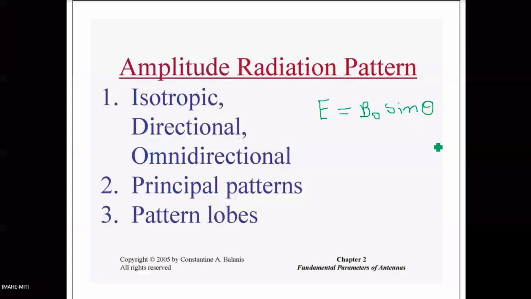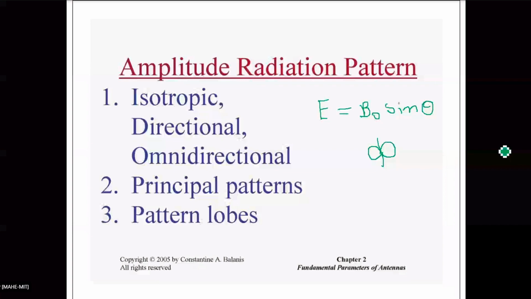If you plot this in the phi is equal to constant plane, what will you get? You will get a pattern like this. E is equal to E naught sin theta. If you plot it in the phi is equal to constant plane, that means you vary theta from 0 to pi, you get a pattern like this. Do you understand?